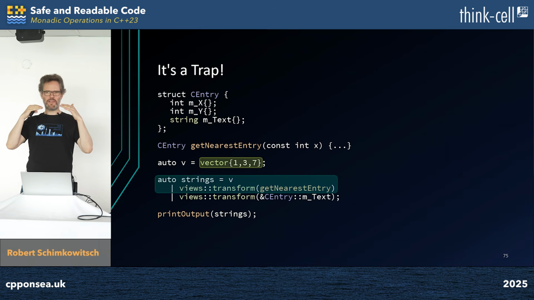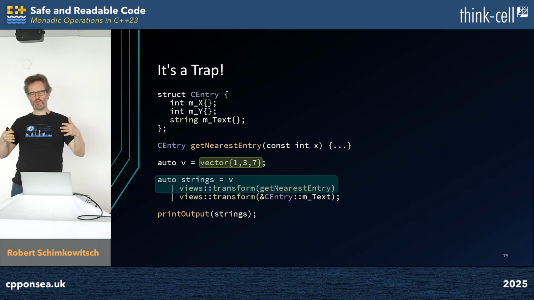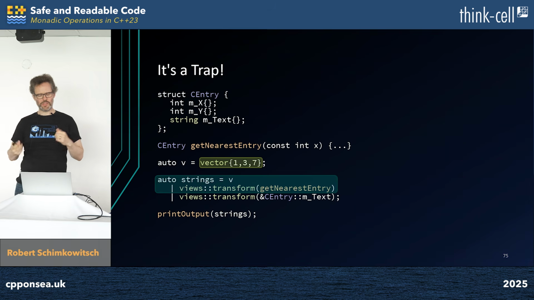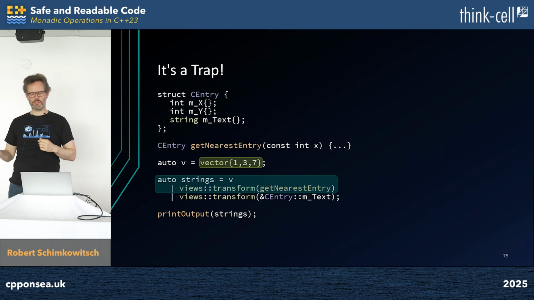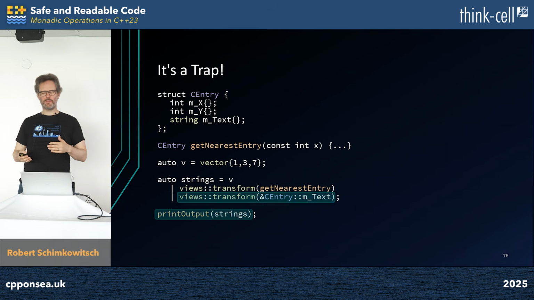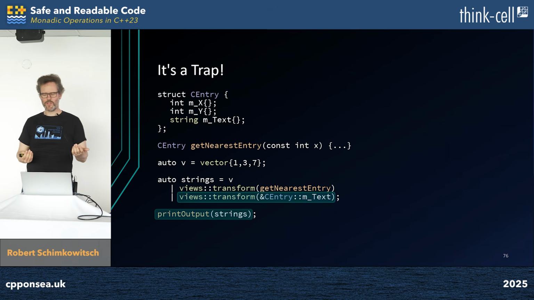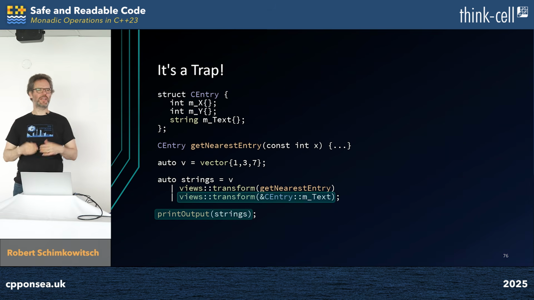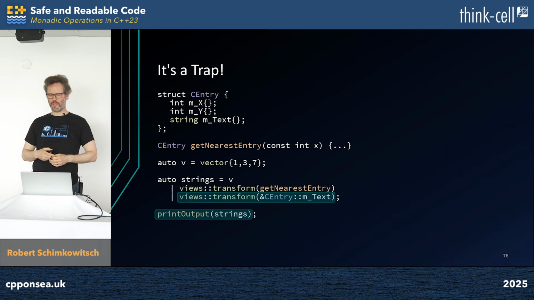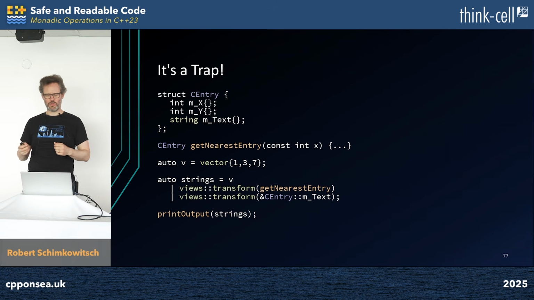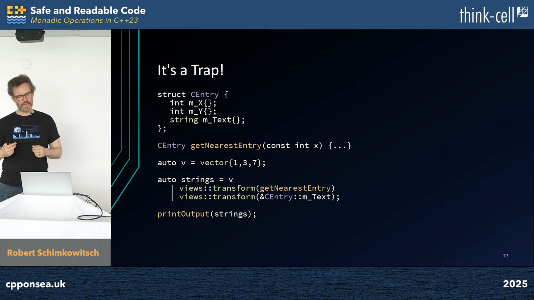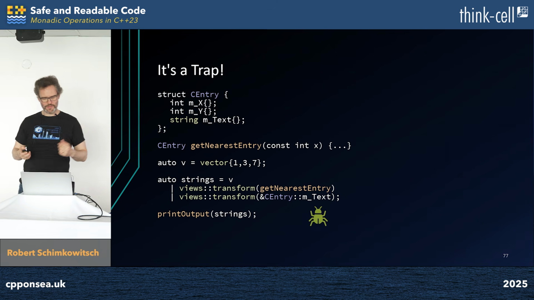Now, I have a vector of integers, and I want to create a view of cEntries based on that vector. But finally, I just want to print out the string member. So I grab the string member in a second transform. And then I print it somehow. So where's the bug? And maybe you can even see it.